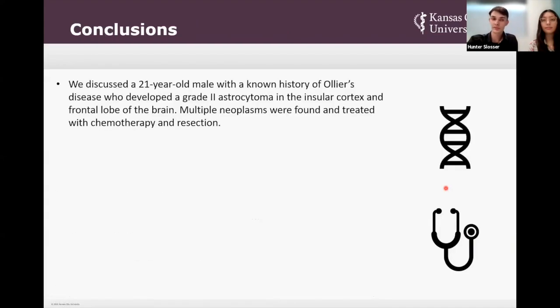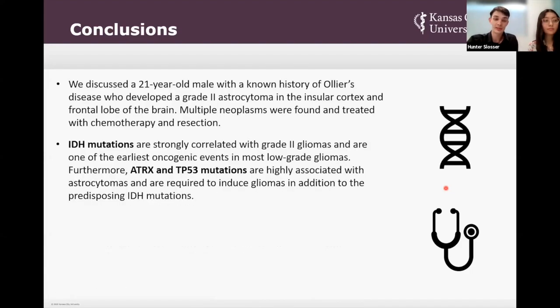So moving on to our conclusions, we discussed a 21-year-old male with a known history of Ollier's disease who developed a grade 2 astrocytoma in the insular cortex in the frontal lobe of the brain. Multiple neoplasms were found and treated with chemotherapy and resection. We determined that IDH mutations are strongly correlated with grade 2 gliomas and are one of the earliest oncogenic events in most low-grade gliomas. Furthermore, ATRX and TP53 mutations are highly associated with astrocytomas and are required to induce gliomas in addition to the predisposing IDH mutations.